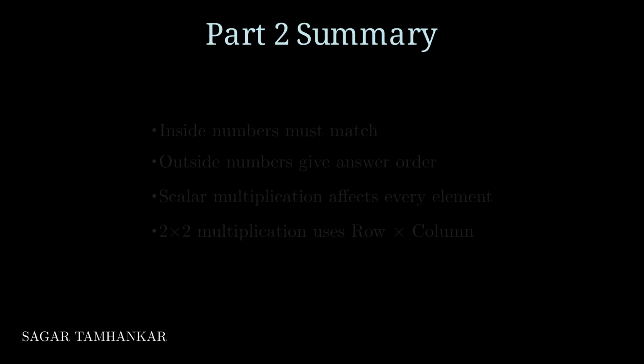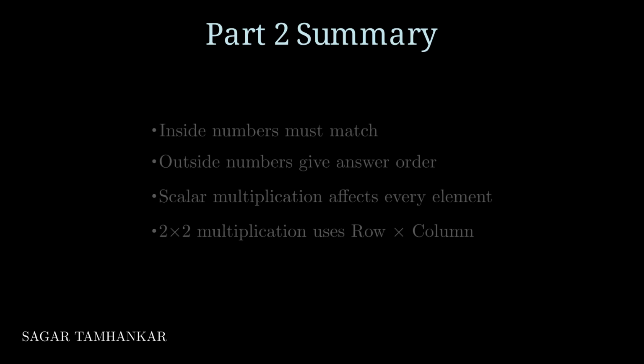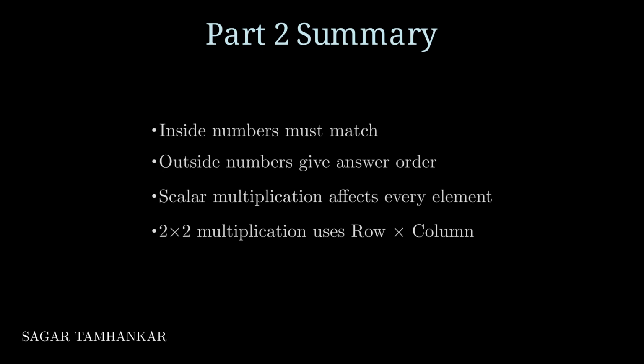Let us summarize what we have learnt. Matrix multiplication requires compatibility. The order of the answer comes from the outside numbers. Scalar multiplication affects every element, and every entry of a matrix product comes from row multiplied by column.